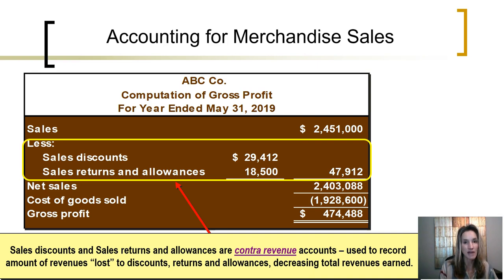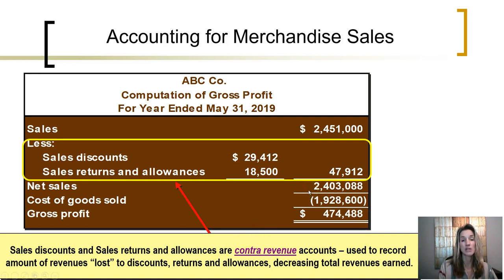If something happens after that initial revenue that causes the amount of the revenues to decrease, for instance, a customer takes a discount for prompt payment, or a customer returns some of the inventory that they purchased, or we grant an allowance to the customer for defective or damaged inventory, those discounts, returns, and allowances are really an indicator that we have lost or given up some of those originally recorded revenues. However, instead of directly reducing the revenue account, GAAP requires us to use contra revenue accounts. These contra revenue accounts are used to record the amount of revenues that we have lost or given up due to discounts and returns and allowances that are decreasing the actual revenues earned.